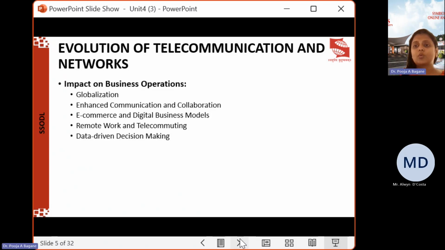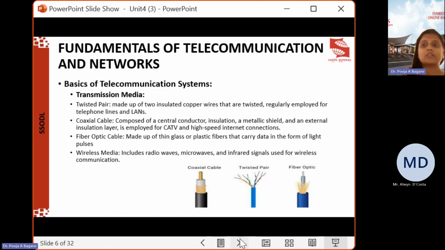Now we are going to discuss the fundamentals of telecommunication and network. In this, we are going to discuss the basic principles, basic components, and concepts required for transmission of data and communication across various devices and systems.